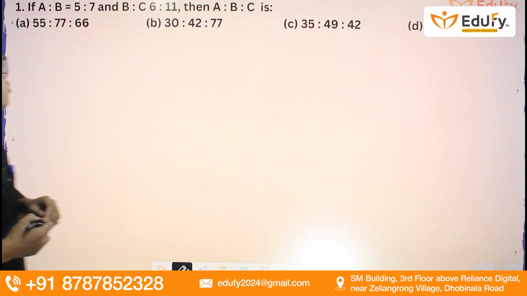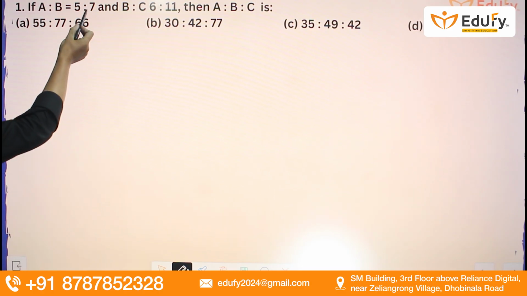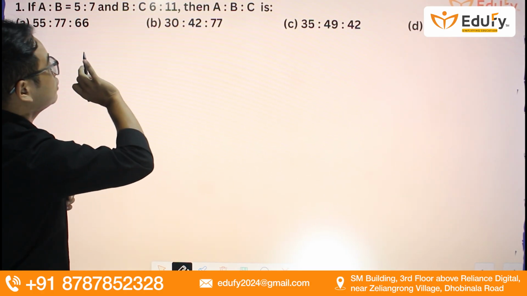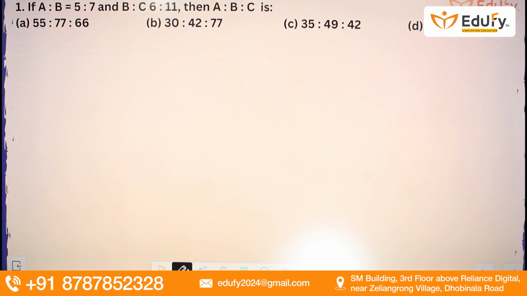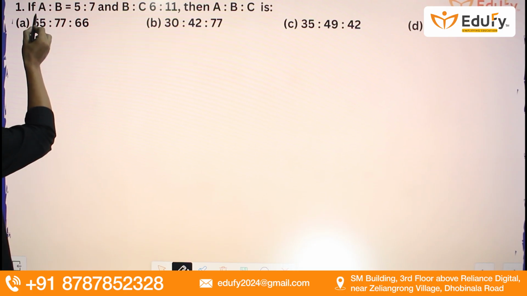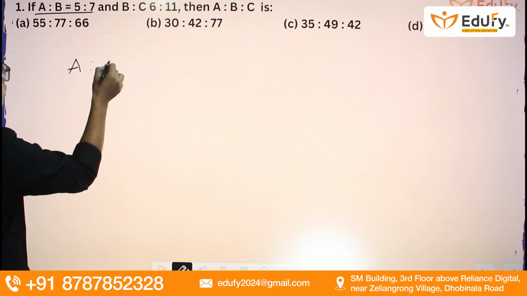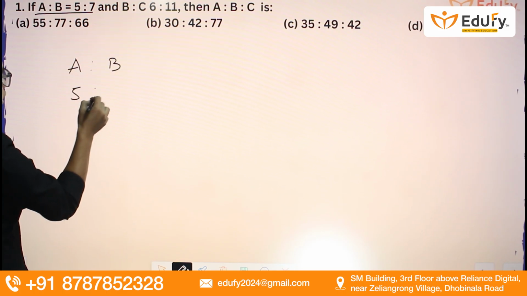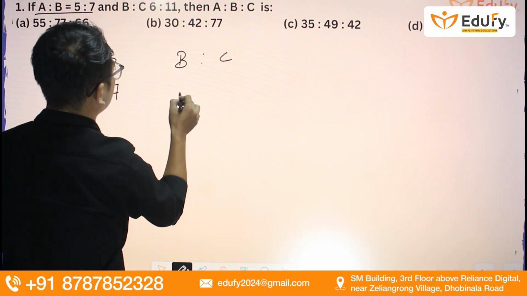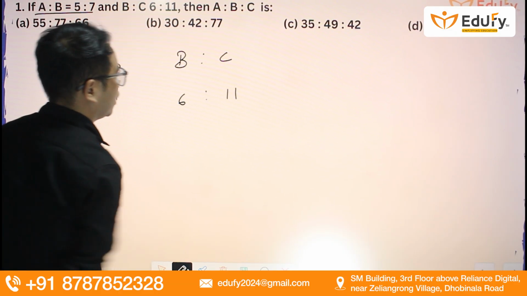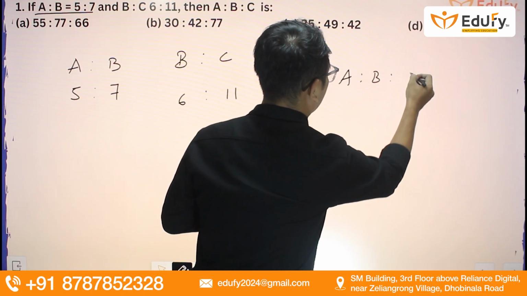Okay, let us try this question. Here, the question is, if A is to B is 5 is to 7 and B is to C is 6 is to 7, then A, B, C is. Okay, so we are supposed to find out the ratio of A, B, and C. So here they have first given me the ratio of A and B, which is 5 by 7. So I'll just write it here. A is to B, which is given as 5 is to 7. This is given, and then I've been given the ratio of B is to C, which is 6 is to 11. Okay, now they're asking me to find the ratio of A, B, and C.